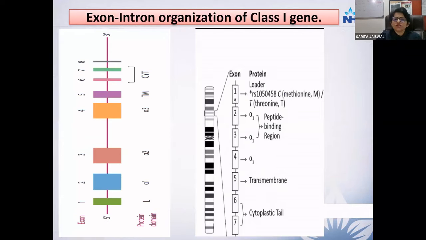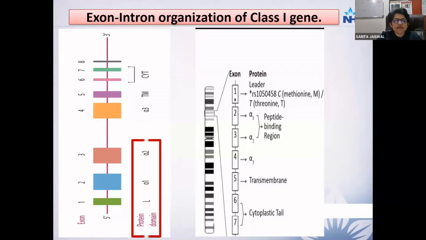Now, coming to the exon-intron organization of the class 1 gene, the exons encode different structures. Exon 1 encodes the leader peptide. Exons 2 and 3 are the most important in terms of the immune system, because we determine the HLA typing of alpha 1 and alpha 2, which encode the peptide binding region. Exon 4 encodes alpha 3, and exons 5 and 6 have different identities.